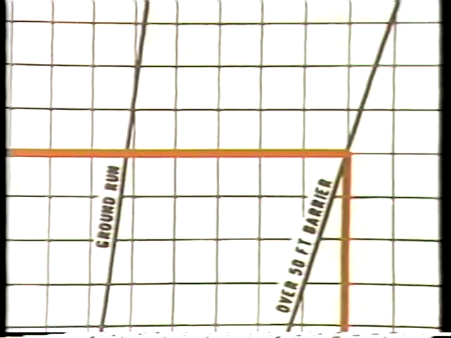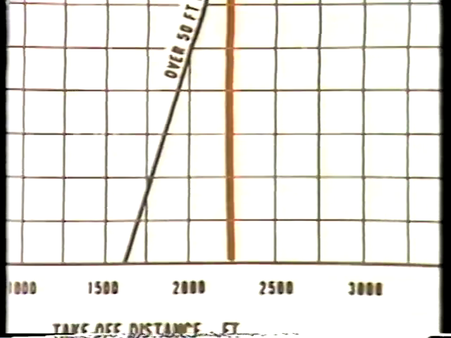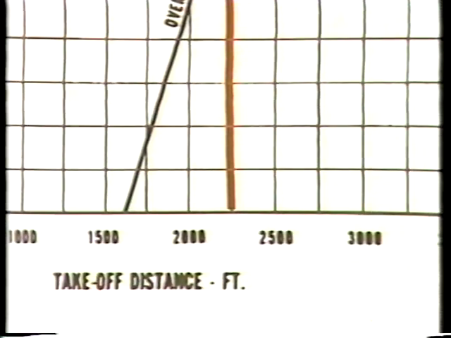Draw a line horizontally to the 50-foot obstacle reference line, and where those two lines intersect, draw a line vertically down to the takeoff distance axis. Takeoff distance is 2,250 feet. If we just wanted to know the takeoff distance without the obstacle, the answer would have been approximately 900 feet.